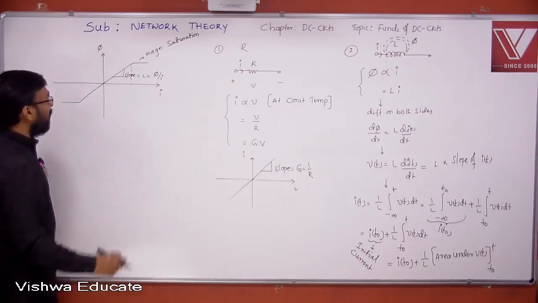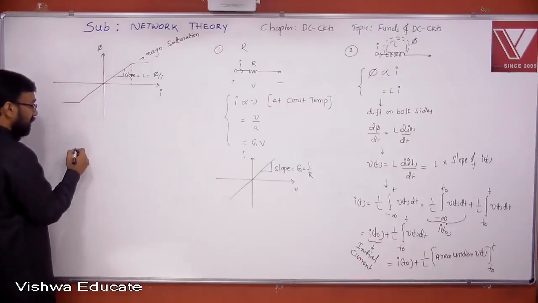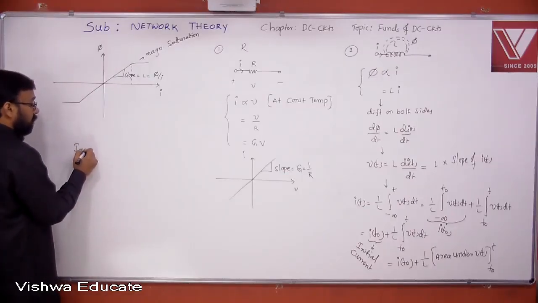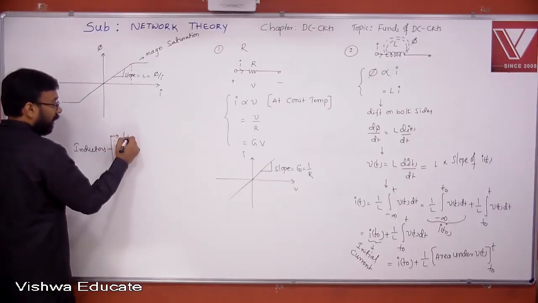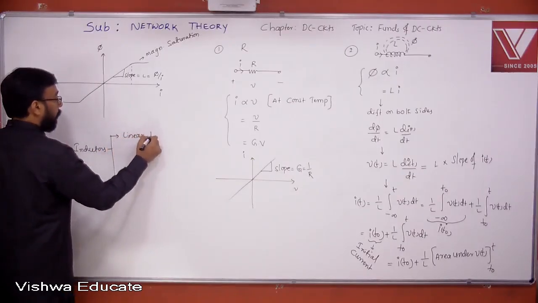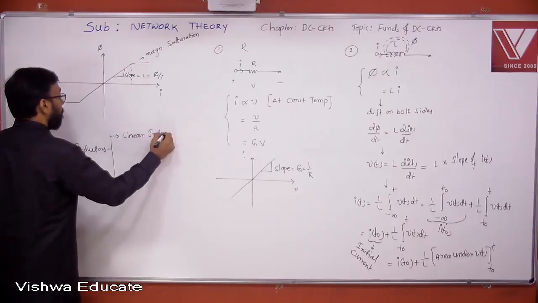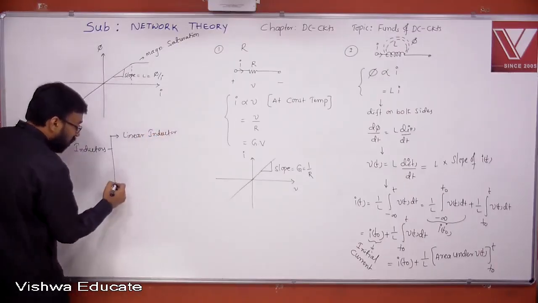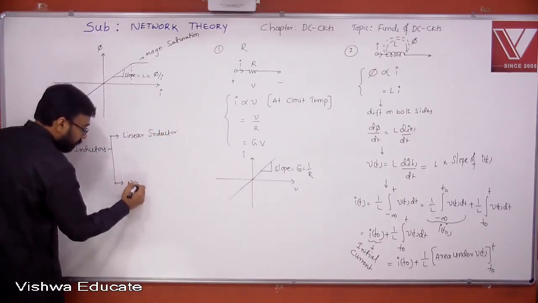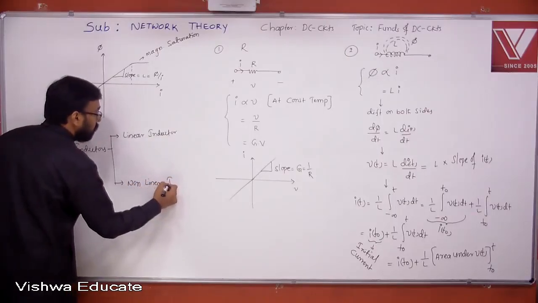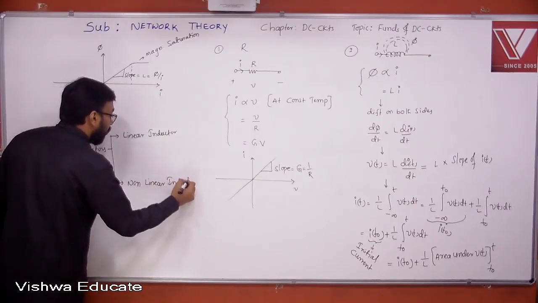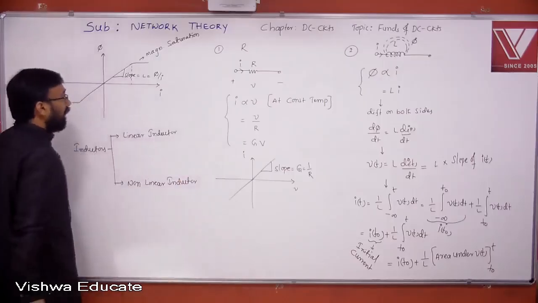So based on this, you can divide these inductors into two categories. Inductors of two types. One is a linear inductor. The other is a nonlinear inductor. Linear inductor and nonlinear inductor. What is a linear inductor?